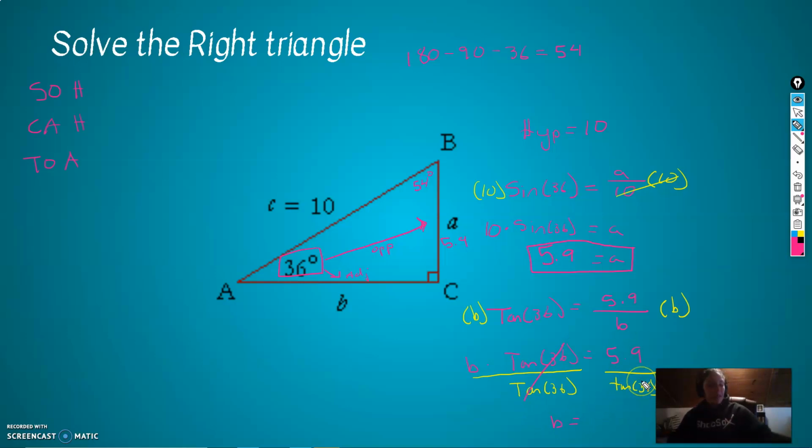So what is 5.9 divided by tan of 36? We get approximately 8.1. So B is approximately 8.1. Now our triangle is solved. We know every angle in the triangle and every side, and we are done. Let's go to our next one.